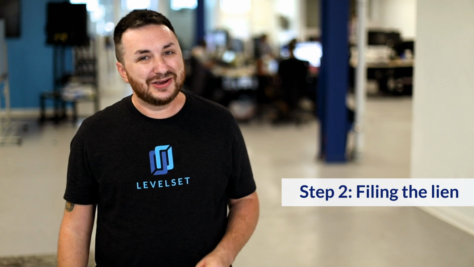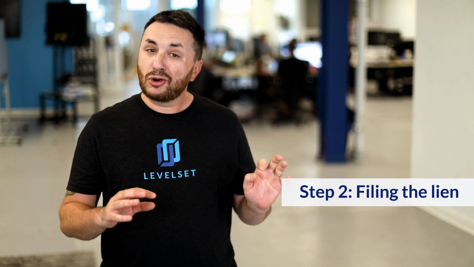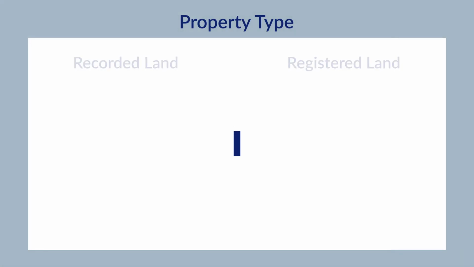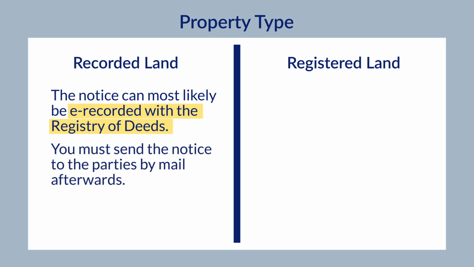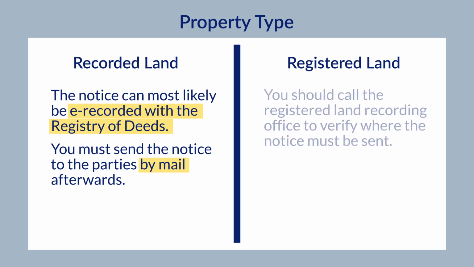Before you go filing, you'll need to determine whether the property is recorded land or registered land. This will determine which office your lien documents need to be filed in. If it's recorded land, it's most likely that the notice can be e-recorded with the Registry of Deeds. This makes the process easier, but you must make sure to send the notice to the parties by mail after it is recorded. However, if it is registered land, the requirements are a bit different. You'll want to call the Registered Land Recording Office for the county to verify where the notice must be sent.